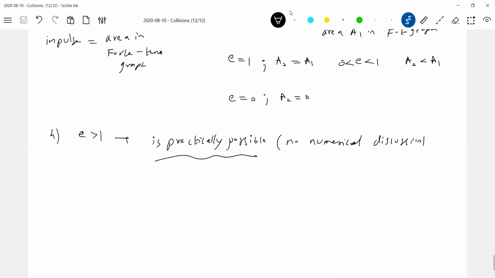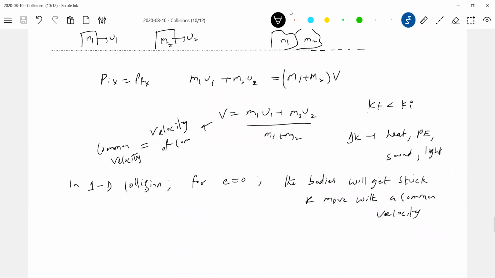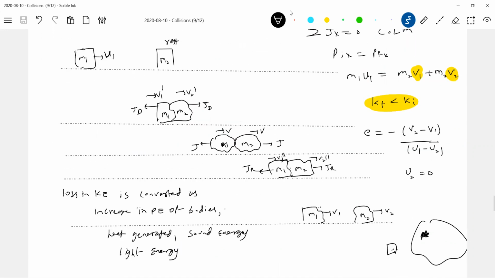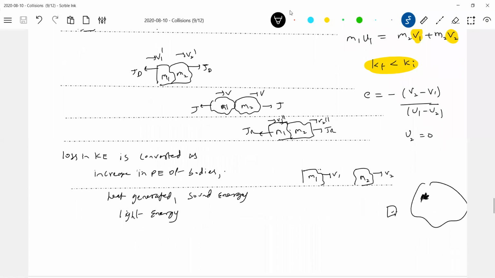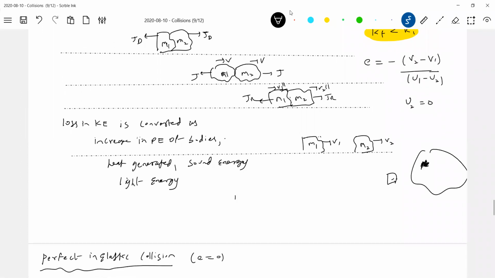It's practically possible. Now, what do you mean by an inelastic collision? Kf not equal to Ki is an inelastic collision. So I'll make the definition here, friends. Inelastic collision means Kf is not equal to Ki. That's all. It can be Kf less than Ki, or Kf can be greater than Ki.